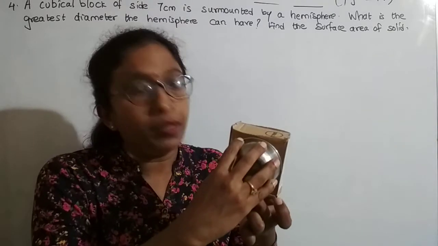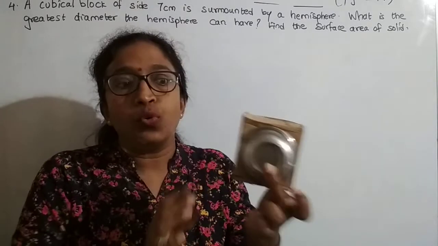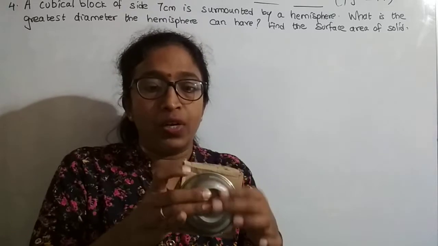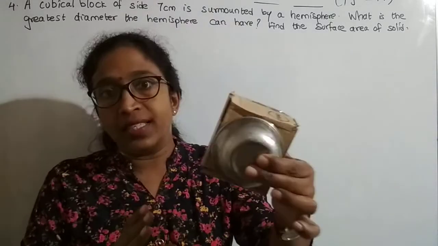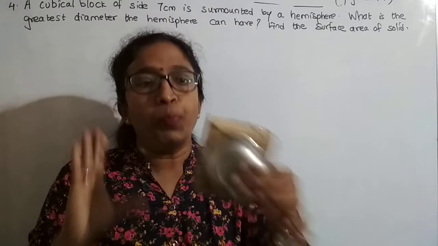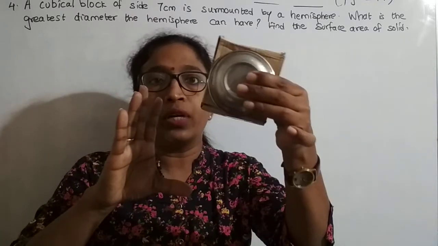So it's the hemisphere. Okay, so this will give you the total surface area of the solid. Again I repeat, to find the TSA, just imagine the area you have to paint. So which surface areas do we come into contact with?